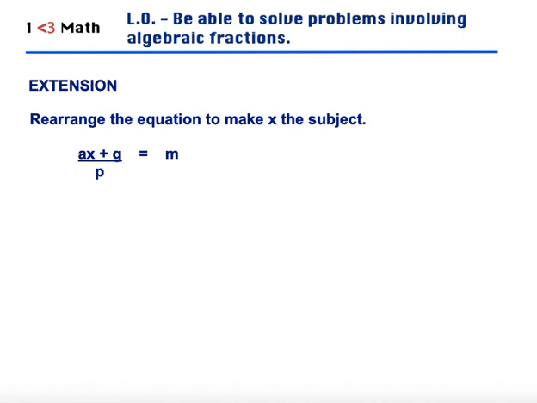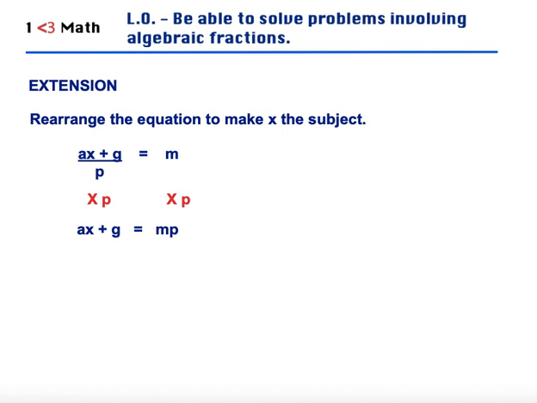So we look at it and we think, right, okay, the whole thing is being divided by p. If it was divided by 2, we would times both sides by 2. It's not, it's a letter, but we can still times both sides by that letter. Times both sides by p to cancel the divide by p. M times p is quite simply written as mp, so we've now got ax plus g equals mp. So we've multiplied both sides by p and kept the equation balanced.